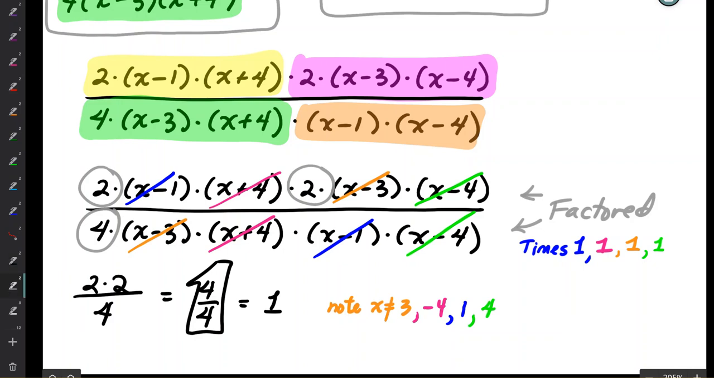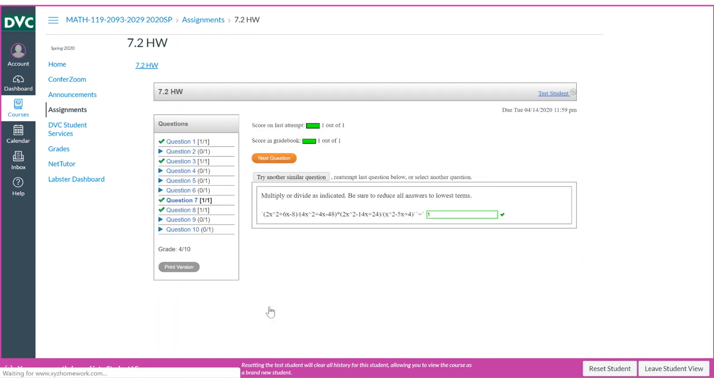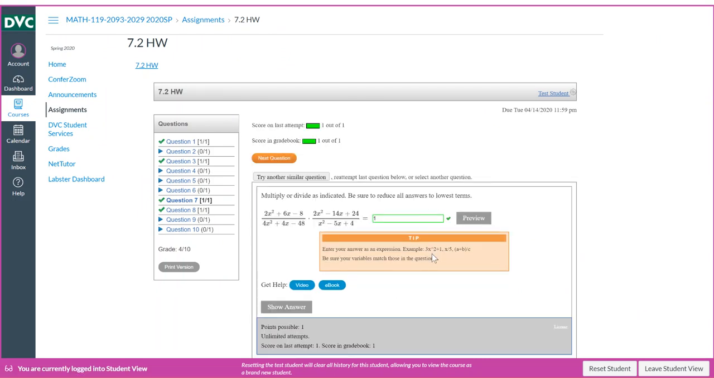All right? But for the purpose of this homework assignment, all we need to do is input 1 into our computer and see that we are correct. So I don't need that little yellow arrow. I can just put a 1, hit submit, and beautiful.